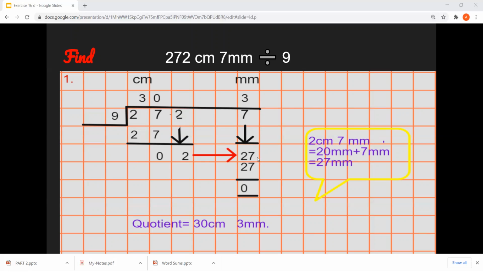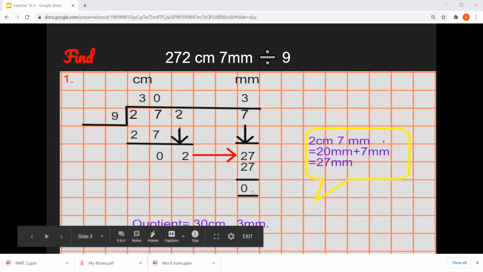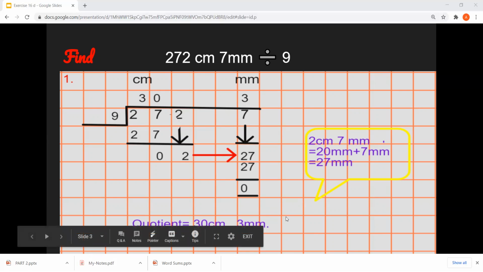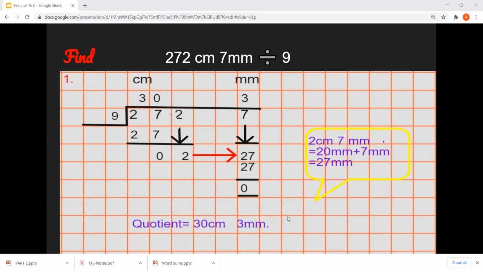Now we will divide these 27 millimeters by 9. And again, we know that 9 threes are 27. 27 minus 27 is equal to 0. Now the remainder is 0 and there is no next number. So our sum is finished. So you learn from here that when we divide 272 by 9, where 272 are centimeters and 7 are millimeters, we convert the centimeters into millimeters, and our answer is 30 centimeter and 3 millimeters.